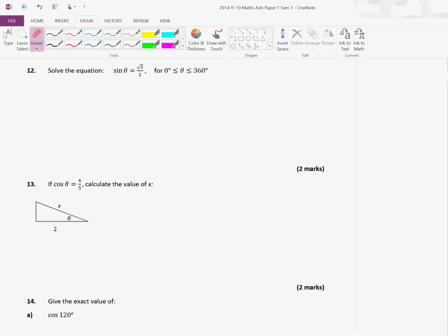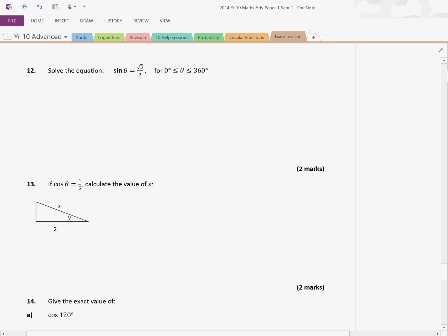All right, so I'm just going to go through some Trig questions from last year's exam for semester 1. And, of course, it's a pretty good idea of what to expect on an exam 1 anyway. So first of all, sine of theta is equal to root 3 on 2.